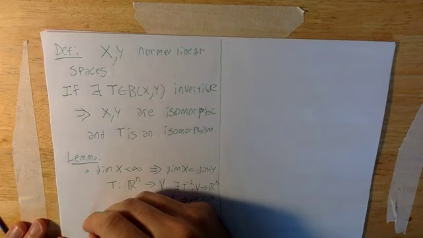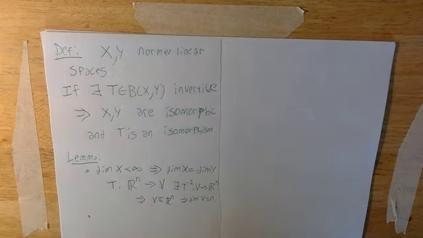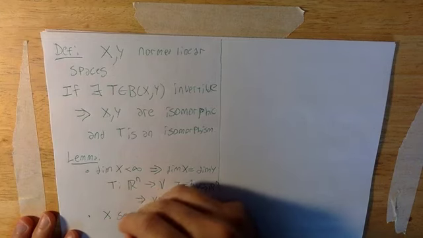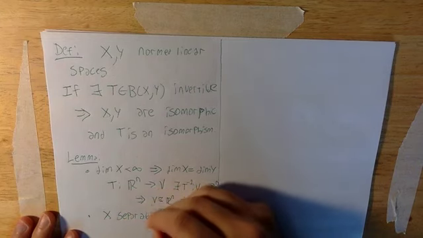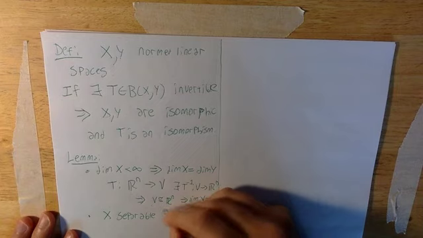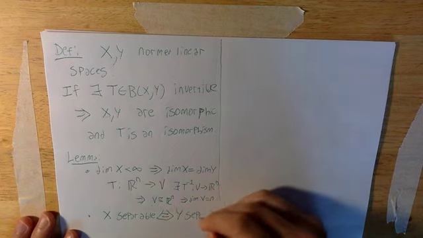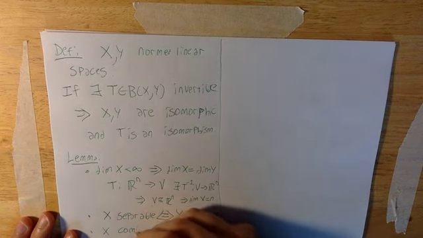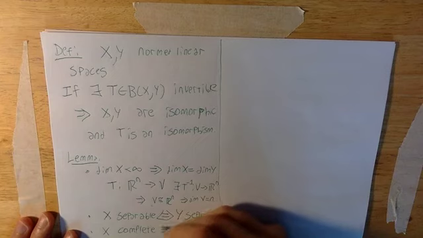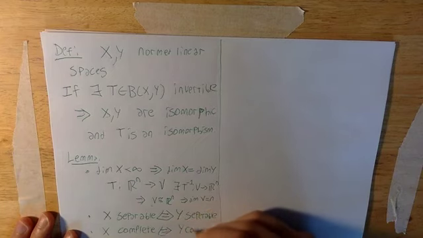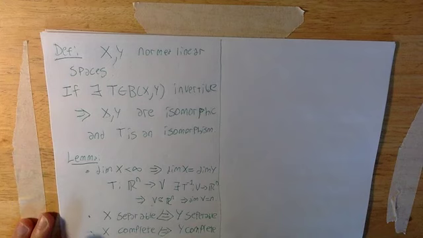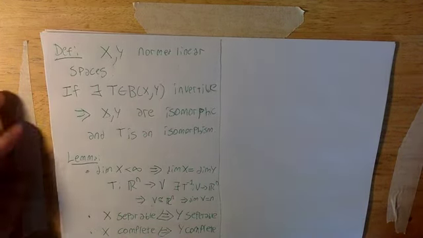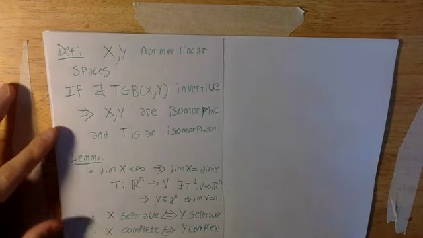Okay, so these are for finite dimensional things that you should be used to. But now these are more of the properties we'll be talking about. X is separable if and only if Y is separable, and X is complete if and only if Y is complete. So how do you show this? I'm not going to show them right now. This has to do with topological properties.